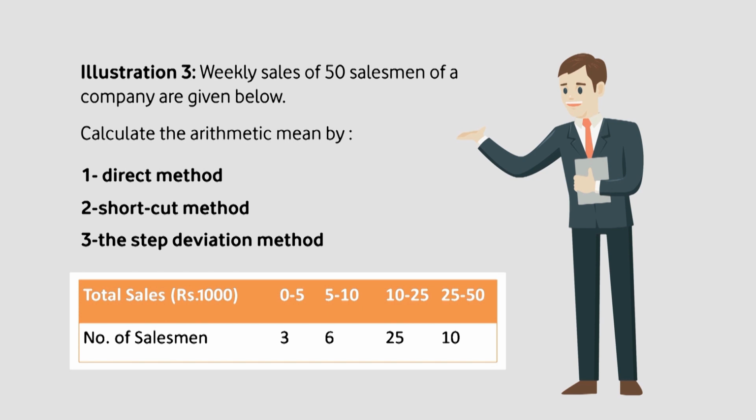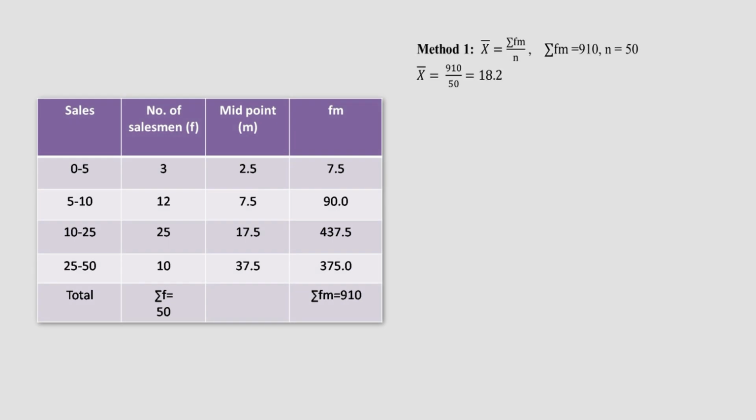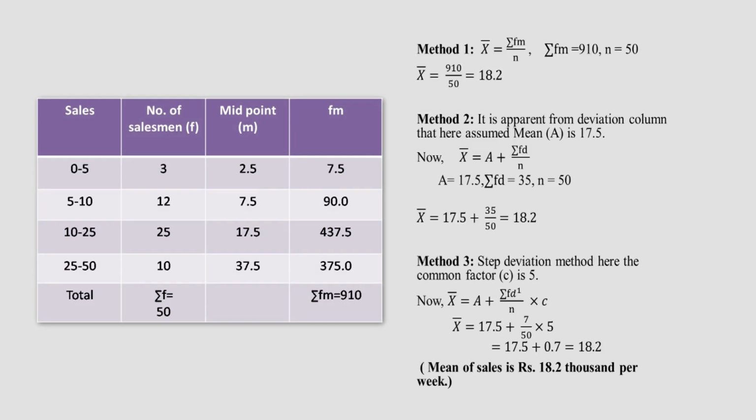As I said, total sales is in rupees 1000. From 0 to 5000 there are 3 salesmen, from 5000 to 10,000, 6 salesmen, from 10,000 to 25,000, 25 salesmen, and from 25,000 to 50,000, 10 salesmen. So this is the data set which is given. Now let us see how we calculate mean in this case. The value is of course sales, and sales is given in class intervals, that is 0 to 5000 or 0 to 5, 5 to 10, 10 to 25, 25 to 30.